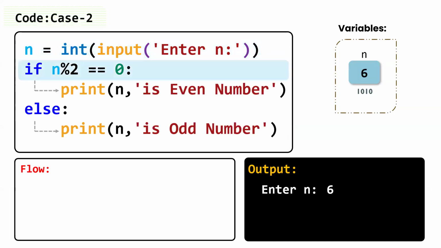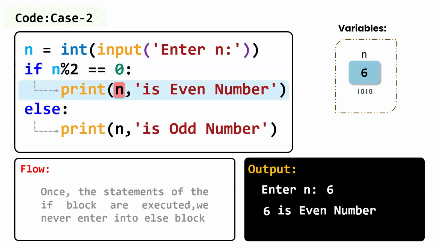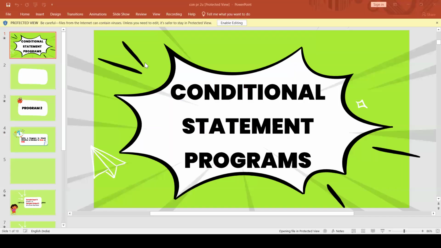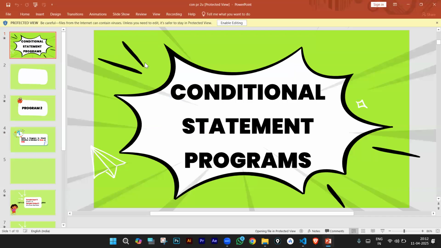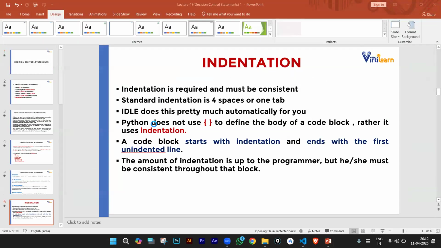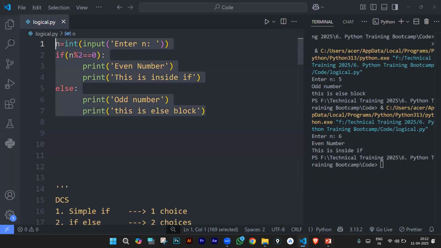Now I'll check the condition. 6 modulus 2 for an even number. If that is true, which block has to be executed? 6 modulus 2 is equal to 0, 0 equal to 0. So that is true. The condition is true there, so it is going to execute the if block. It will not execute the else. It is going to skip it. So we will only get the if block executed. That is how generally the flow of the program will work. I hope you understood this one.